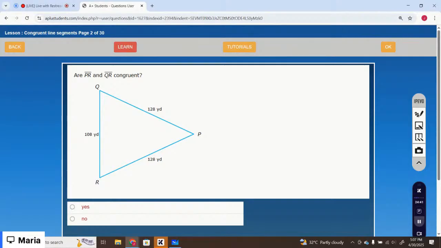Are PR and QR congruent? PR is 128, QR is 180. They are not congruent because the side lengths are not the same.